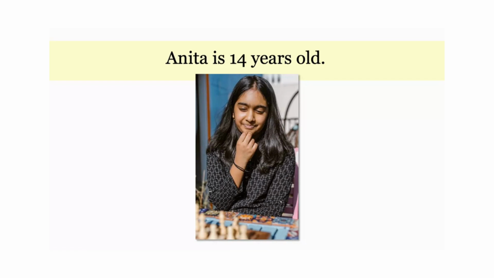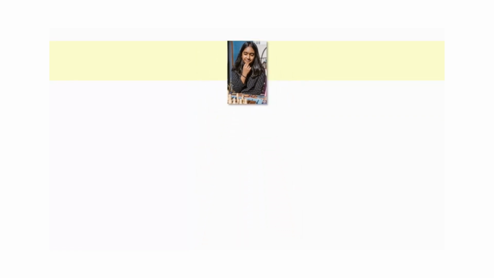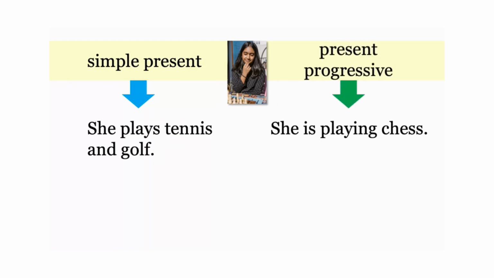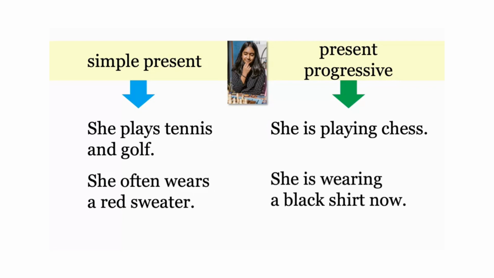Okay, let's think about this information about Anita. I told you she plays tennis and golf. This is the simple present. I also told you she is playing chess. This is the present progressive. This is happening right now. I said she often wears a red sweater, but I told you she is wearing a black shirt now. Look at the signal words. Over here, often shows us that it's simple present, and now shows us it is present progressive.